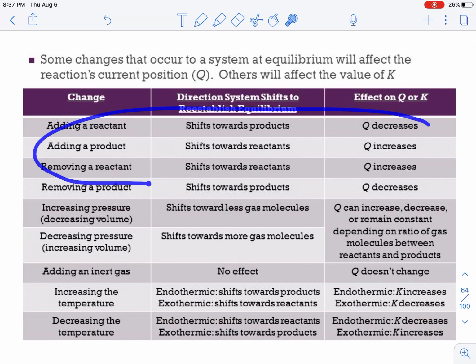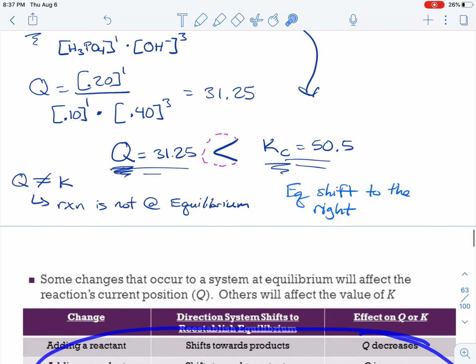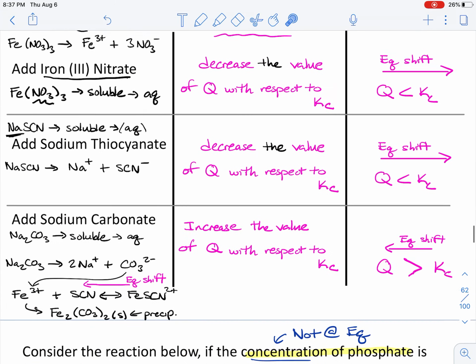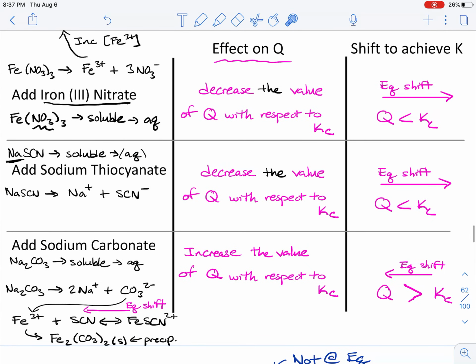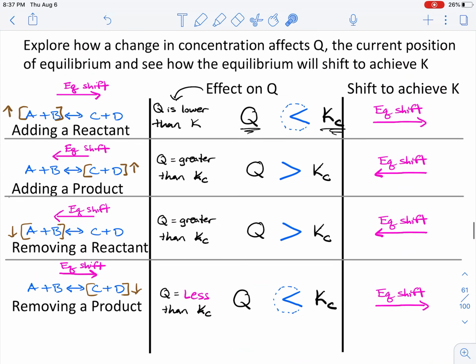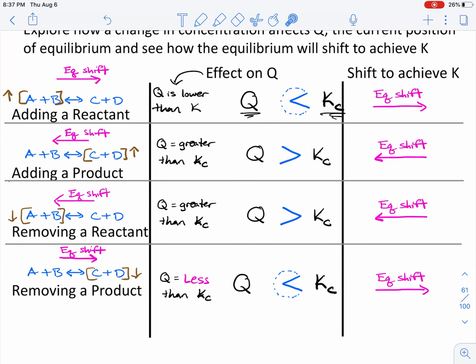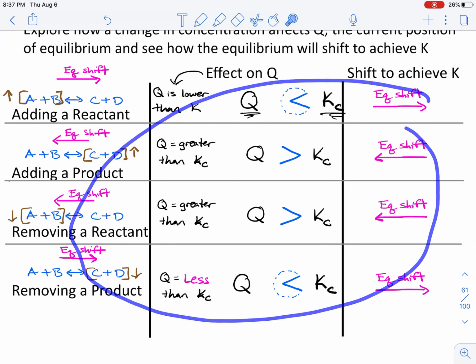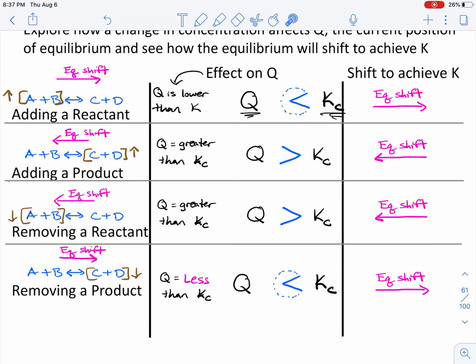And so all of this is pretty much the same as what we did here. Okay, so here we have Q is lower, Q is greater, Q is greater, Q is lower.